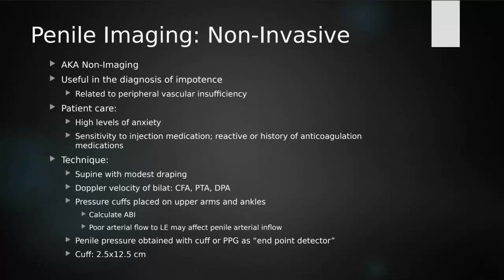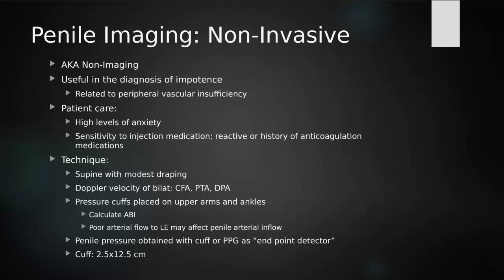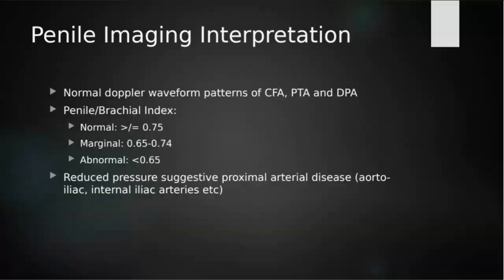So we need to look at the waveforms of the CFA, the common femoral artery, and then also down in the PTA and the DPA as well. So if we're having poor arterial flow to the legs, well, then we might as well check them at the ankle. Penile pressure is going to be obtained with that PPG sensor, so we need to make sure that that is secured on that penile tissue. And typically these are going to be specifically made cuffs that can go around the circumference and stay in place while we perform the exam.